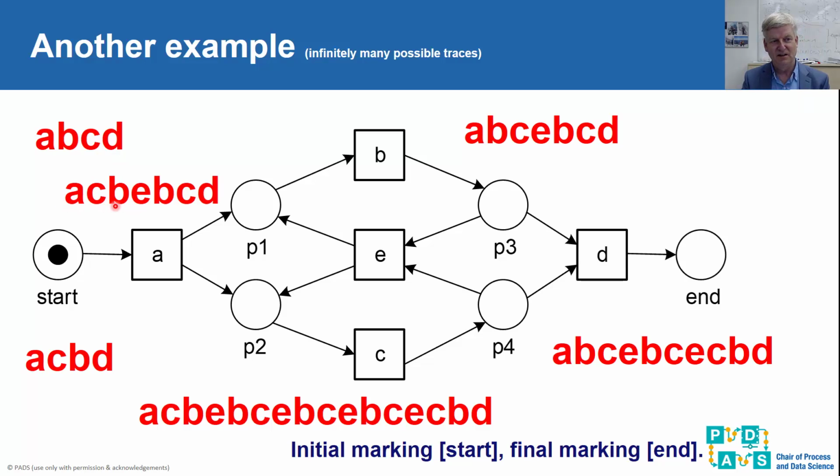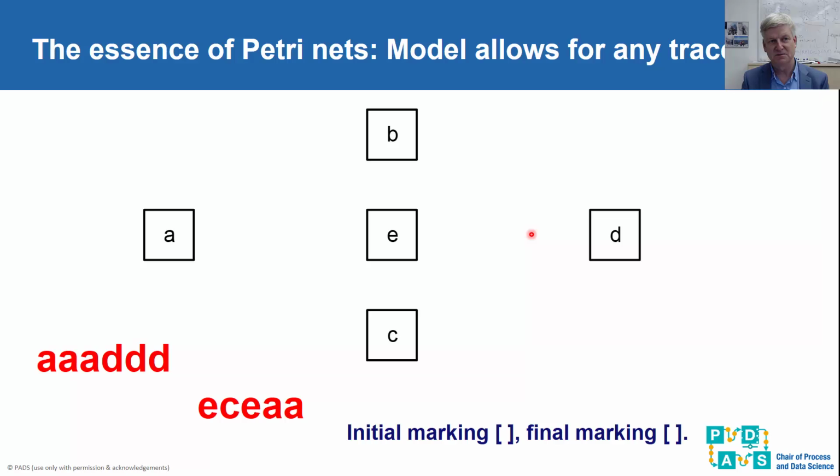So A, C, B, then there is a token in P3 and P4. Then we can execute E. After executing E, there is again a token in P1 and P2. Then we can, for example, execute B, C, and finally D. So because of this loop involving E, we can always go back again to the state before executing B and C. So there are infinitely many possible traces, showing that if we look at process discovery, we can never expect that the log contains all the possible executions of a model like this.